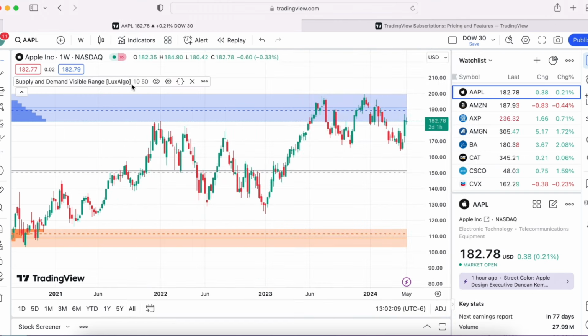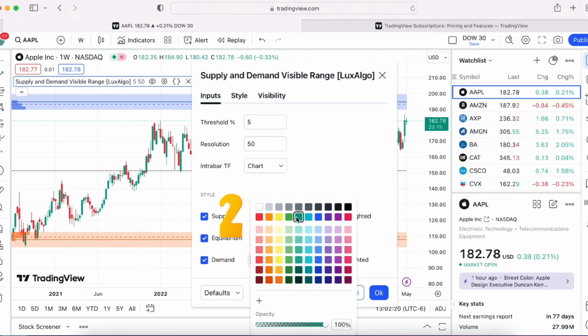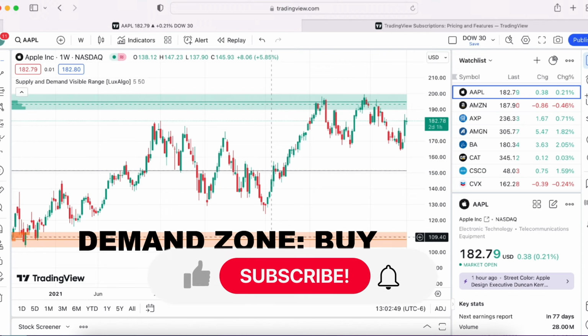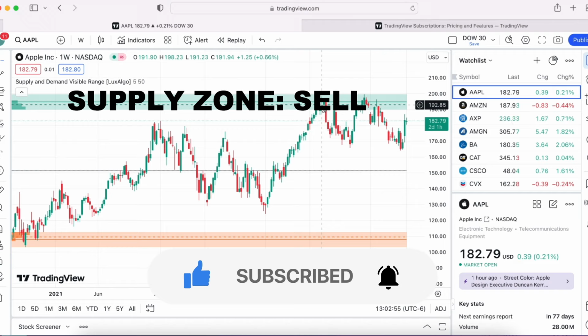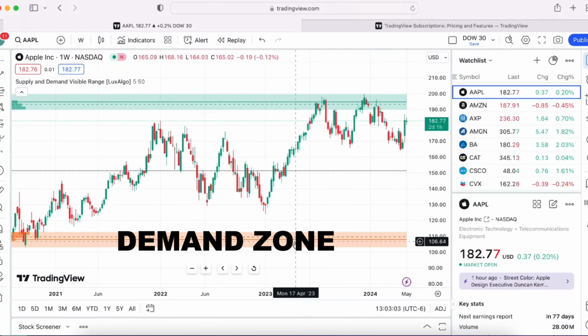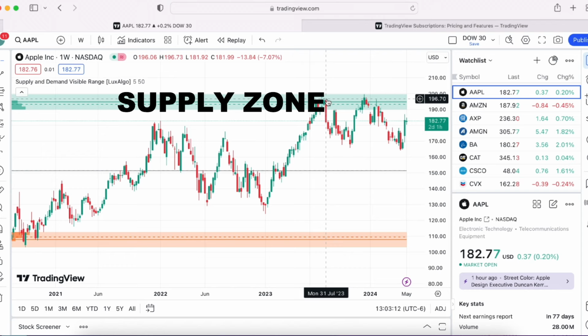And now with the indicator on the chart, I'm going to the settings and I'm going to change a couple of things. Number one and number two is the color. So my main objective is to buy stocks when they are in the orange area and sell when they are in the green area, which is the supply zone. Basically, what happens when the price goes down, the demand increases. So that's the orange zone. And when the price goes up, the supply increases because people want to sell. So that's the philosophy behind this.